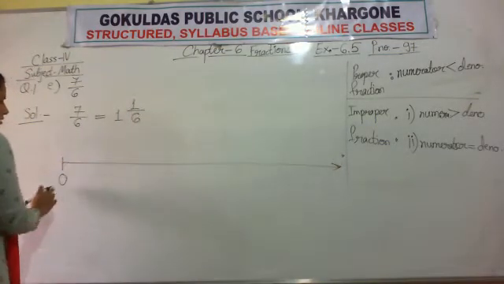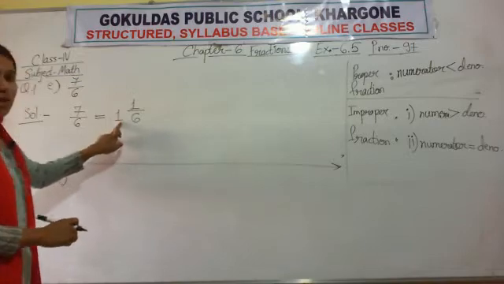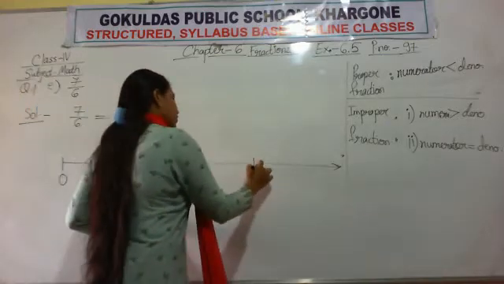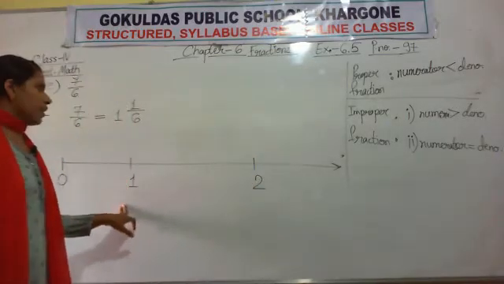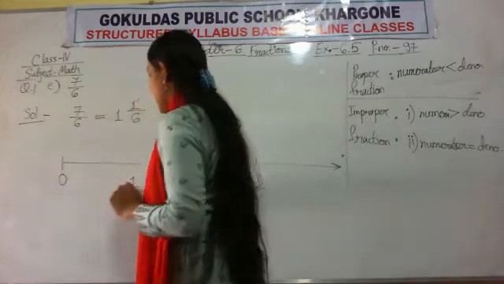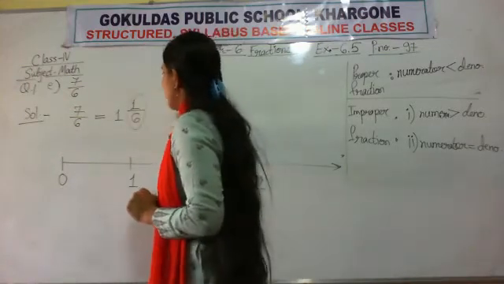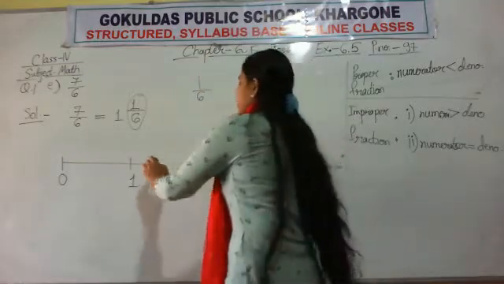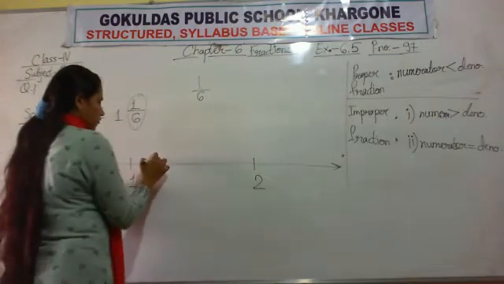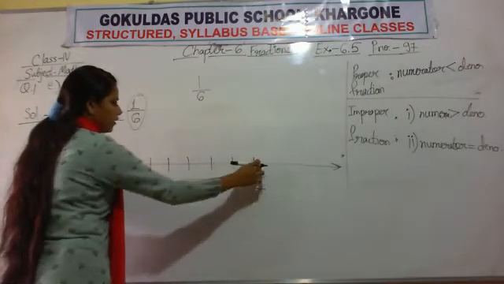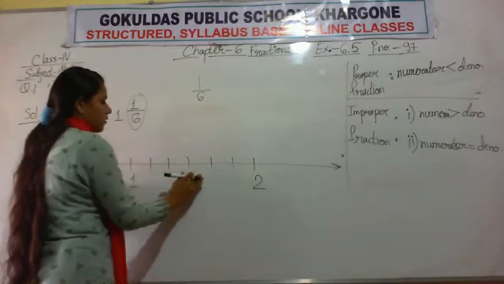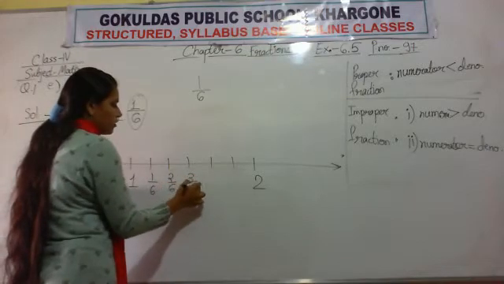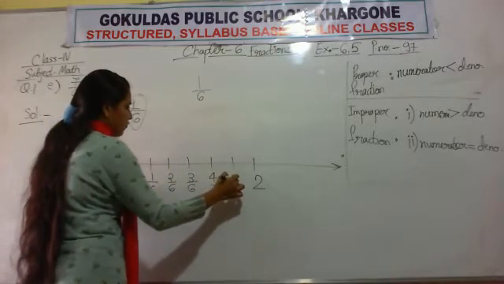Okay, see. Now represent the whole number. Whole number here is 1. So represent 1 also. Now the next whole number will be 2. Now we have represented 1 on number line. You want to represent this portion, that is 1 upon 6, on number line. So what you will do, after 1, equally divide this portion into 6 equal parts. 1, 2, 3, 4, 5 and 6. 6 equal parts. The first part will be 1 upon 6, 2 upon 6, 3 upon 6, 4 upon 6, 5 upon 6.